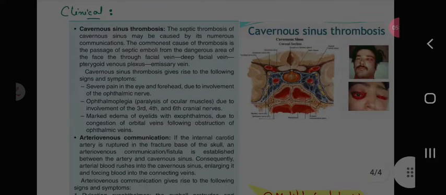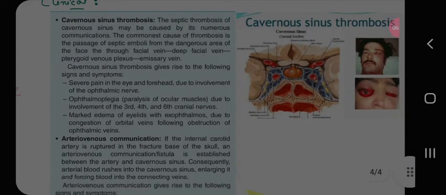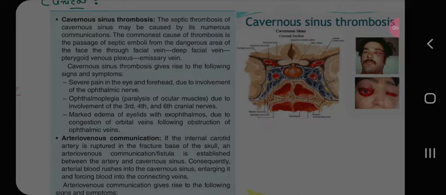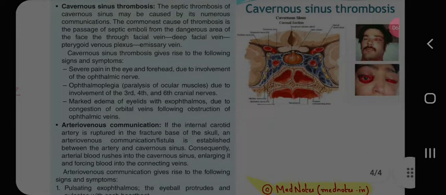Clinical: cavernous sinus thrombosis, CST. Septic thrombosis of the cavernous sinus may be caused by numerous communications. The commonest cause of thrombosis is the passage of septic emboli from the dangerous area of the face, through the facial vein, deep facial vein, pterygoid venous plexus, emissary vein. So the pathway is like this.